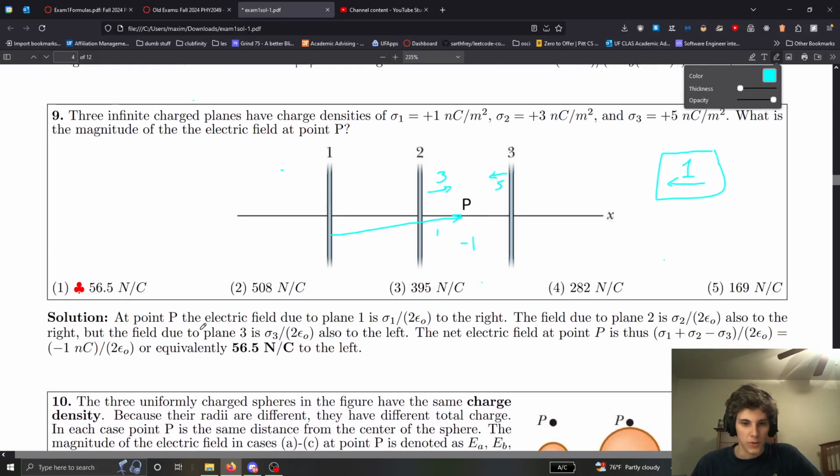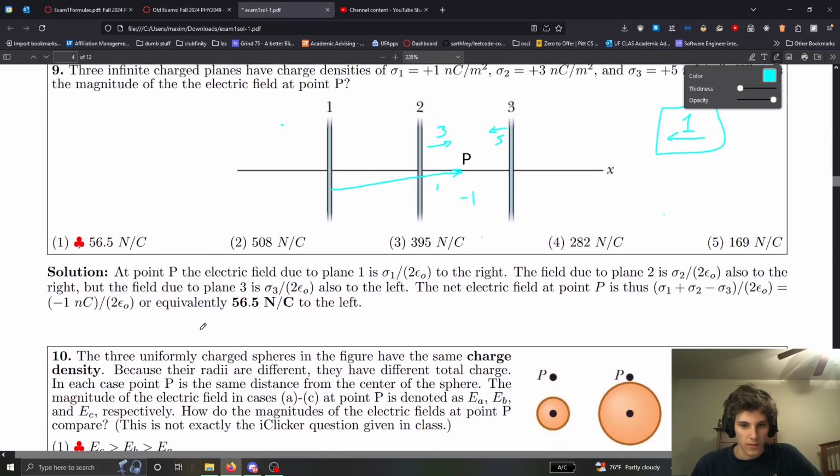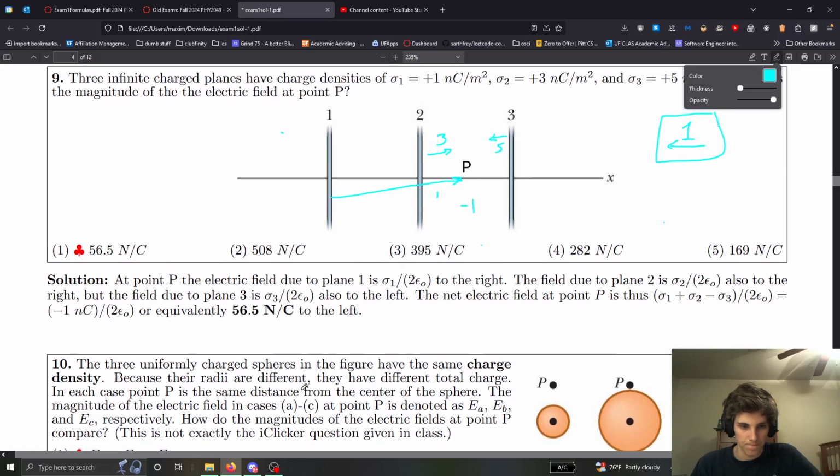Okay, this is an interesting question. So these three spheres have the same charge density, and we want to know how the magnitudes of the electric fields at point P compare. Now, these have the same charge density. The P is always the same distance away.